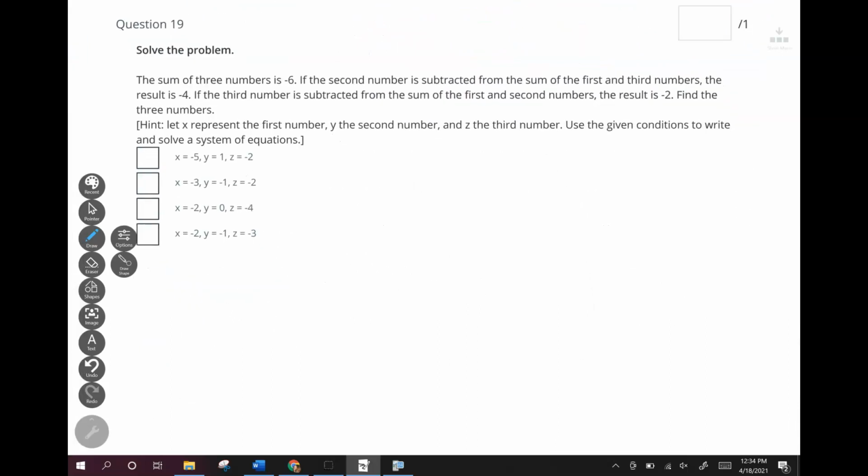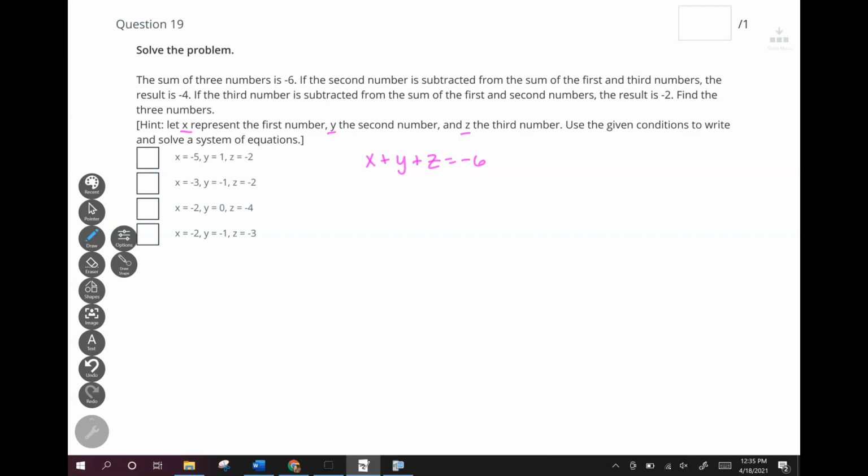Let's look at 19. The sum of 3 numbers is -6. Okay, so we are setting up some equations here. We have 3 numbers. As a hint, it says let x represent the first number, y is the second number, and z is the third number. So if it says the sum of 3 numbers is -6, I would just say x plus y plus z equals -6.